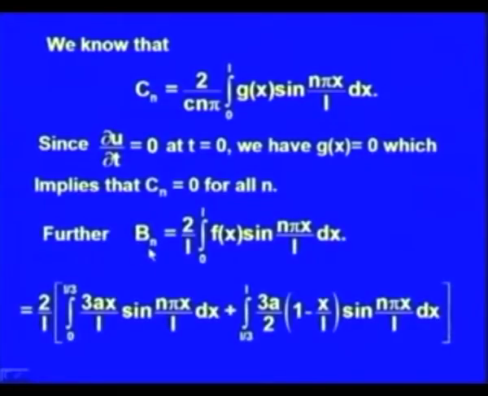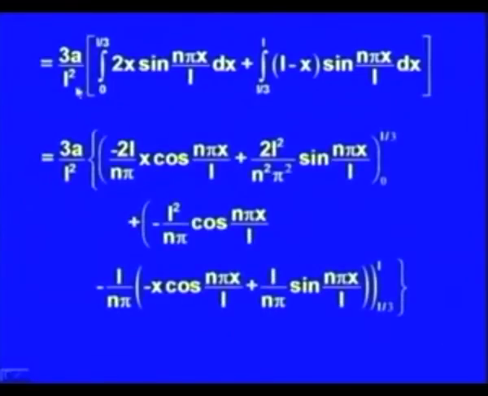The value of B n is given by 2 over L integral 0 to L f(x) sin(n pi x over L) dx. We have the expression for f(x): over the interval 0 to L by 3, f(x) is 3A x by L, and over the interval L by 3 to L, f(x) is 3A by 2 into 1 minus x by L. So, we have broken this integral into two parts, 0 to L by 3 and L by 3 to L, and substituted the values of f(x) over these intervals. Now, the right hand side of B n gives us 3A by L square, integral 0 to L by 3 of 2x sin(n pi x over L) dx plus L by 3 to L of (L minus x) sin(n pi x over L) dx.